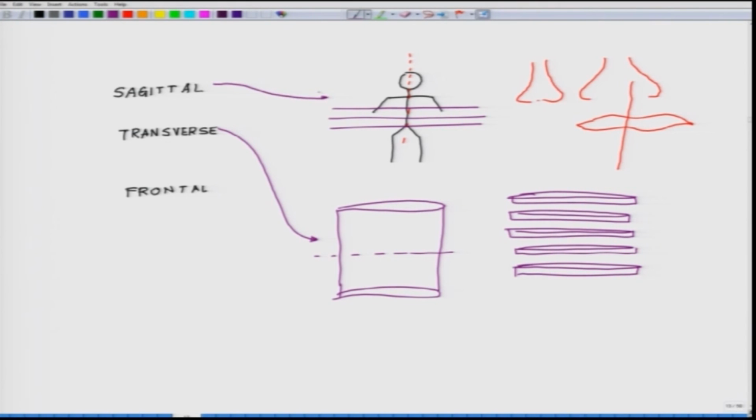Okay. Then comes a frontal cut. Frontal cut is very interesting. Here you have cut it like this. So, in the frontal cut you are cutting this system in a way that is something like this. Hold on, your sagittal cut is coming like this, and when you are doing a frontal cut it will be something like this. You are cutting it like this.